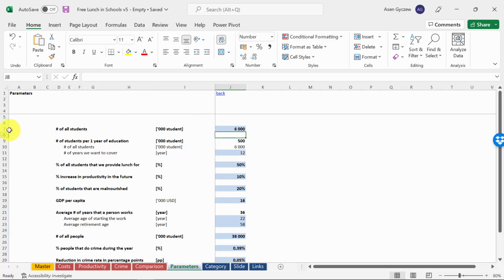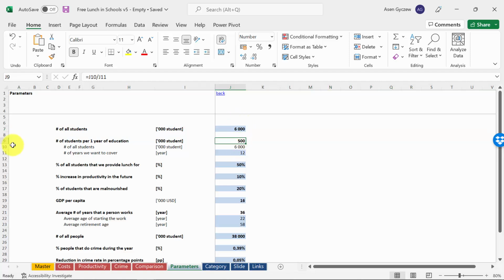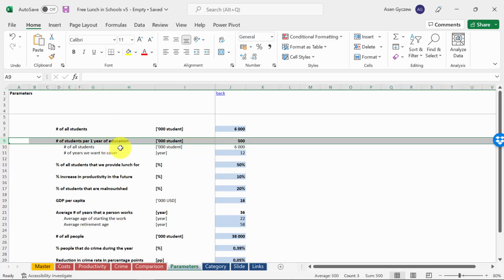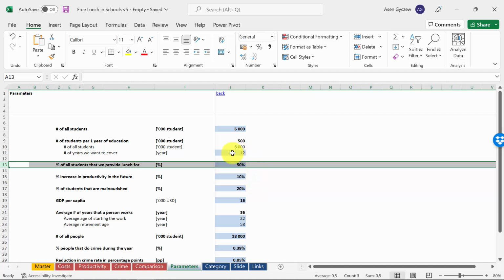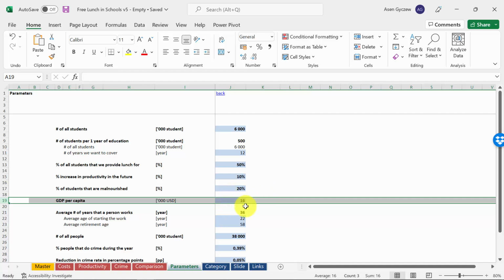So we start by defining in row 7 a number of students, which will be, as you can see, 6 million. This will be for 12 years of primary and high school. Then in row 9, based on that, we estimate that roughly each and every year there will be 500,000 students. As we have mentioned, we will provide lunch to 50% of the students, and this, we hope, will cause two things. So an increase in productivity equal to 10% and lower crime. For the productivity, we also need the GDP per capita, and we have it in row 19. We, for the time being, have it set at the level of $16,000.